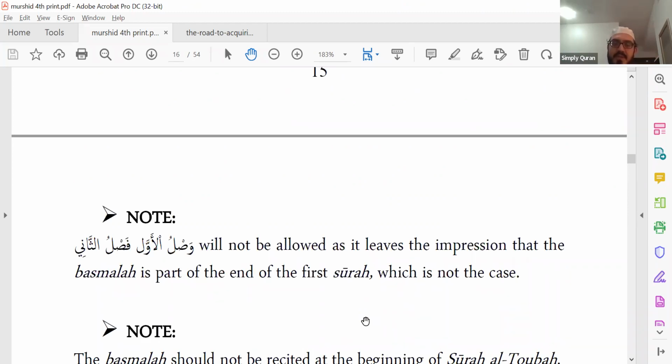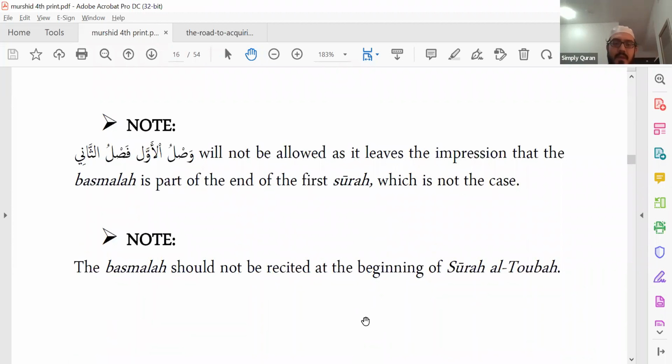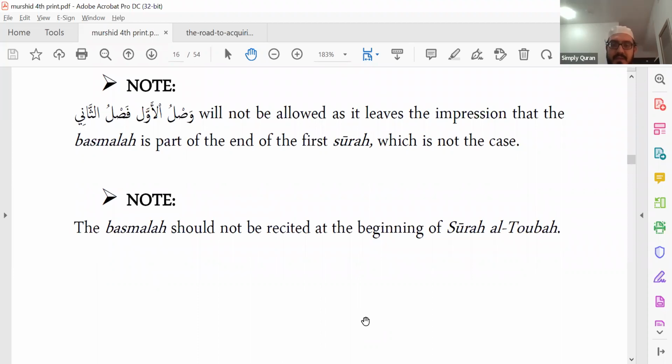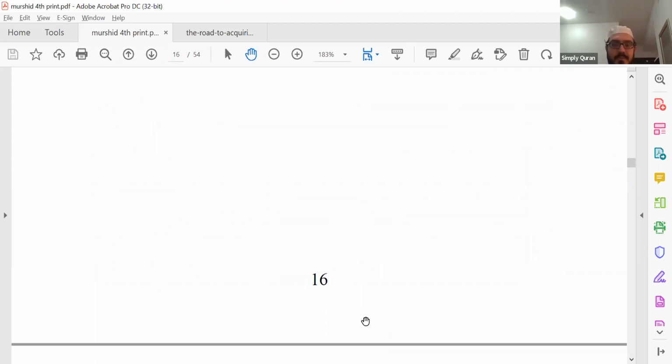because this will leave the impression that the basmala is part of the end of the first surah. Because what you're doing here is joining the first and disconnecting the second, right? And then obviously we know that the basmala is not recited at the beginning of Surah Al-Tawbah.